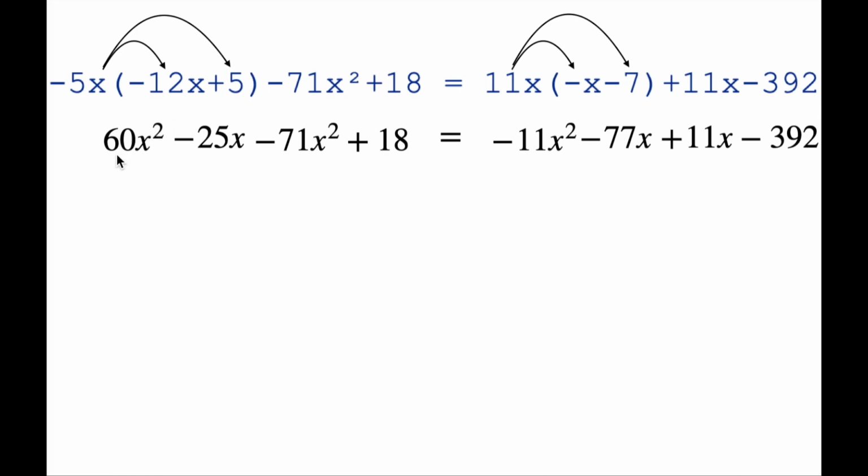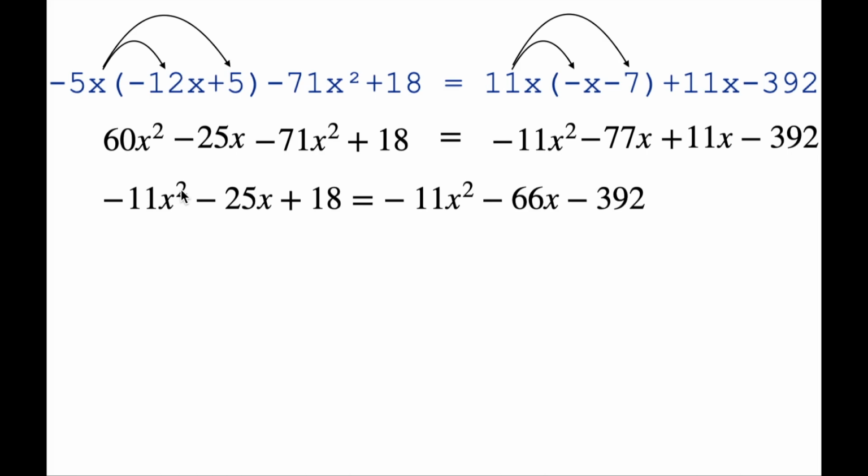I have some like terms. We have 60x squared minus 71x squared, which gives us negative 11x squared. And then I have my minus 25x and my plus 18. Over here, I have negative 77 plus 11, which is negative 66x. So I'm left with negative 11x squared and the negative 392.